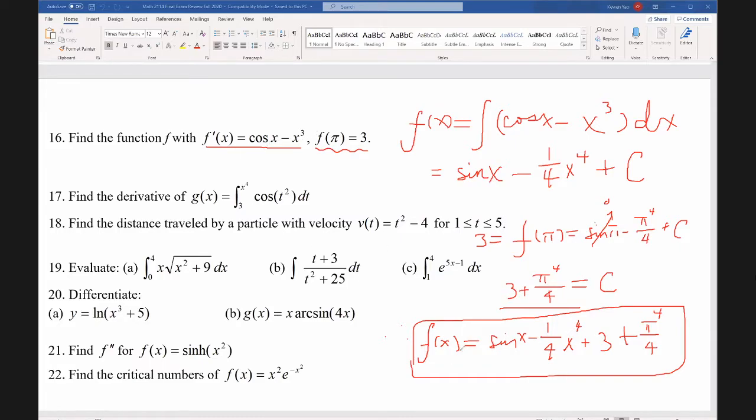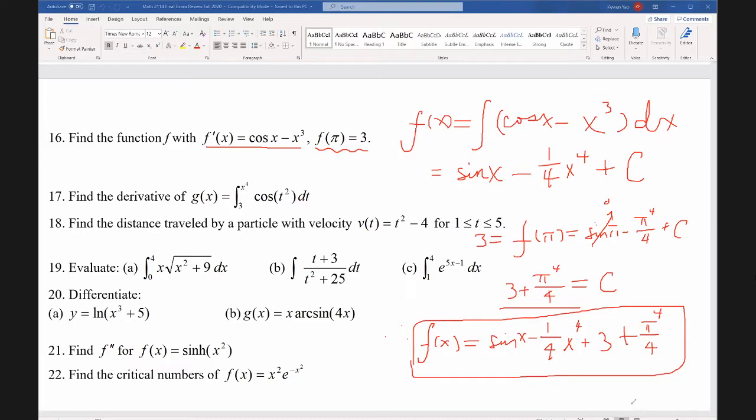Okay, so we have found a function f where the derivative of f is equal to cosine x minus x cubed and f of pi equal to 3. You can verify that indeed f of pi is 3, right? You can check. Sin pi is 0, right? So this cancels out, so f of pi is 3, right? So the final answer is this, okay? f of x is sin x minus 1/4 x to the power 4 plus 3 plus pi to the fourth over 4.